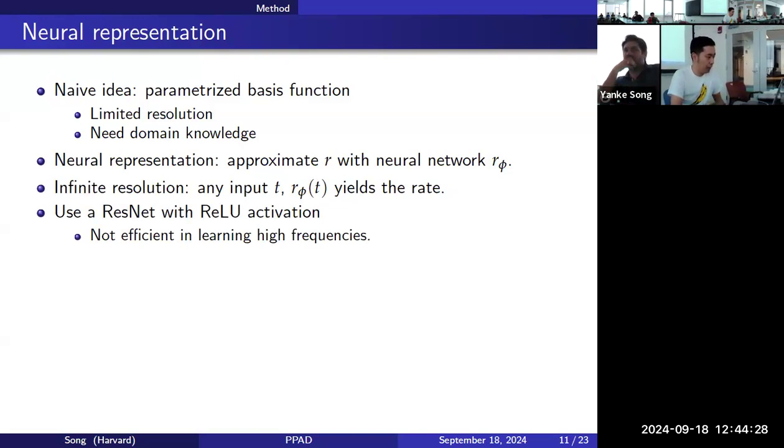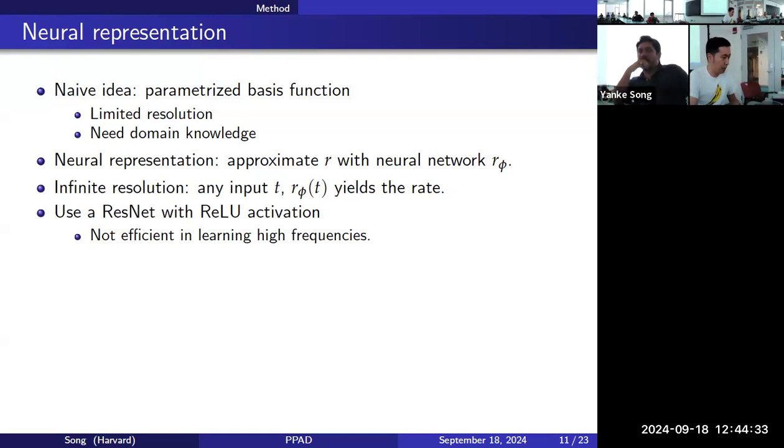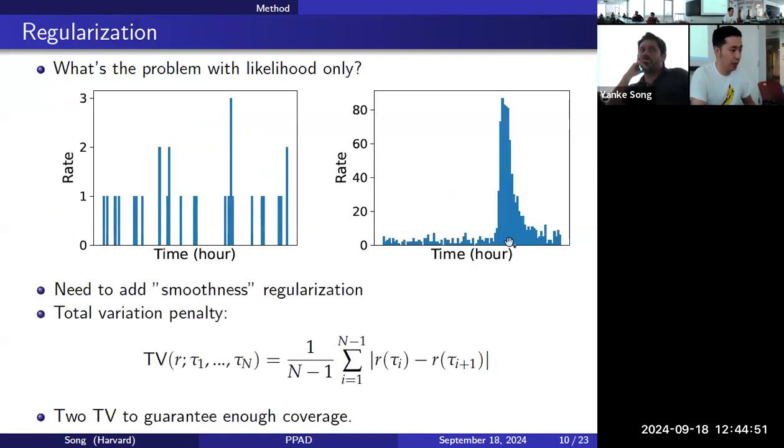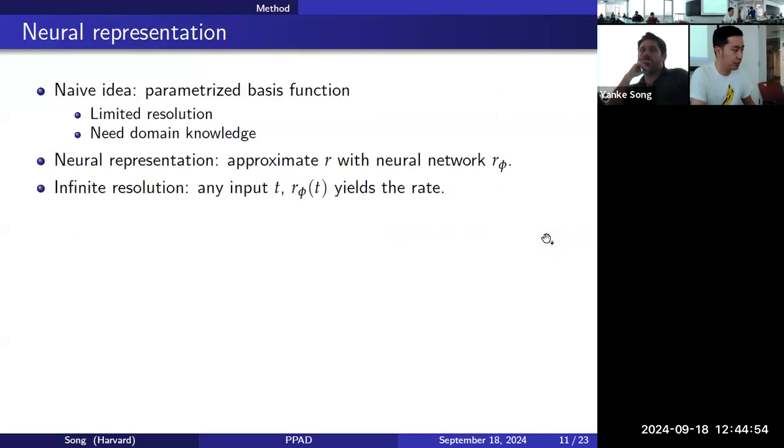However, there's a slight modification here. The neural network I'm using is very standard, a ResNet with ReLU activation. However, the ResNet with ReLU activation is pretty linear, because it's either linear weights or ReLU, which is a piecewise linear function. So it's usually pretty hard to fit high frequency signals like this flare.